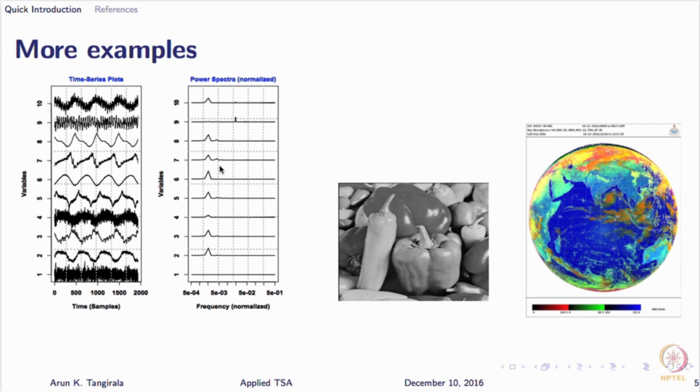And for those of you who do not know, power spectra are obtained by taking the Fourier transform. So what we have done is we have taken the data in the time domain, transformed it to the Fourier or frequency domain, and constructed the power spectra. So what these power spectra do is highlight the frequency content or any oscillatory nature.